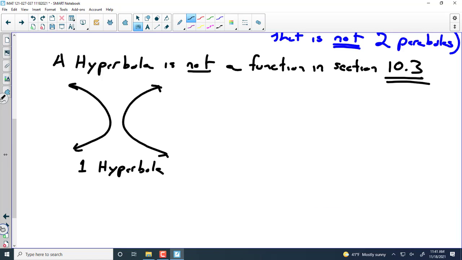That is one hyperbola, everyone. It is not 2 parabolas. It's not 2 hyperbolas. It's one hyperbola. This right here is also one hyperbola. But you can see no matter which one you're looking at, it fails the vertical line test, so it's not going to be a function.